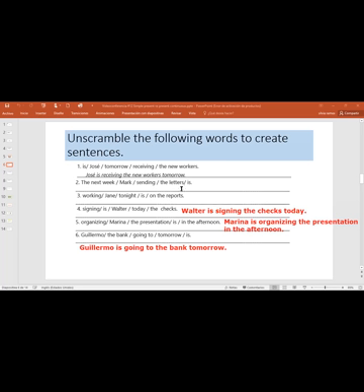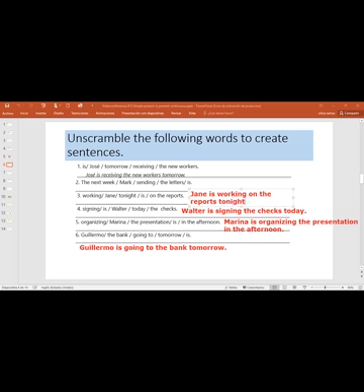Now, let's see number three, Leida. Jane is turning working on the reports. Jane is? Turning. What is the verb, Leida? What is the verb? En esas palabras, ¿cuál es el verbo? What is the verb? Work. Okay, Jane is? Es que no sé qué es esto. Working. Working, uh-huh. Jane is working on what? On the reports.